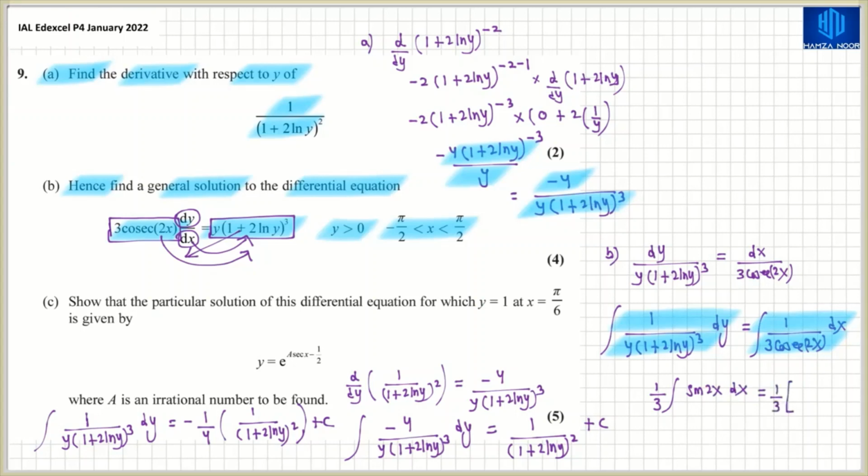So when you differentiate sine, you get cos. So this means that when you integrate sine, you get minus cos. So when sine 2x is integrated with respect to x, it gives you minus cos 2x divided by 2 and then plus c. I've mentioned plus c with both the expressions because right now I'm doing separate working for each expression. So this will be minus 1 over 6 multiplied by cos 2x and then plus c.